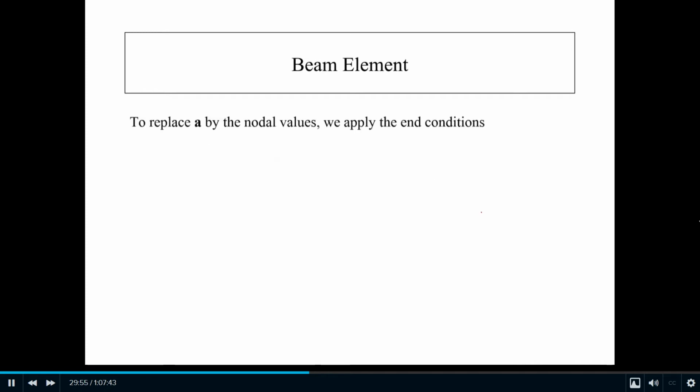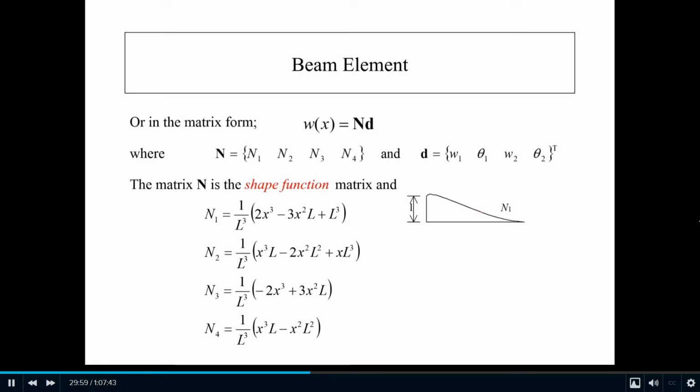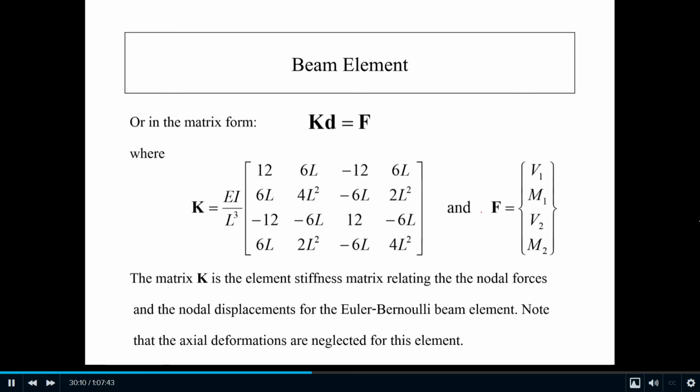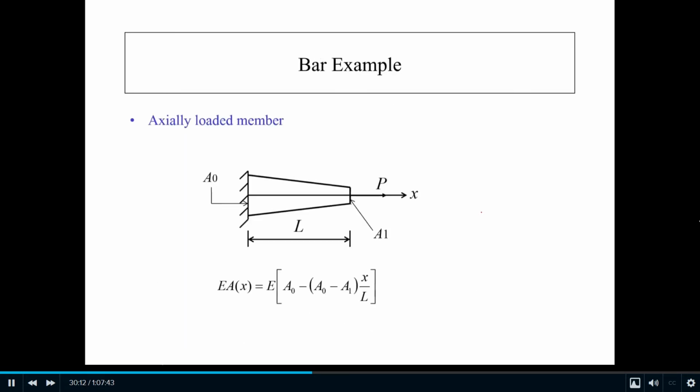Later. And for the beam element, the shape function is like this. I think you may have seen this before. Anyway, now that we have this, let's look at an example.